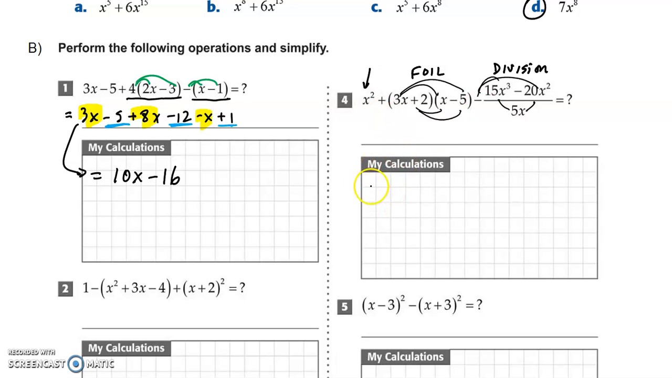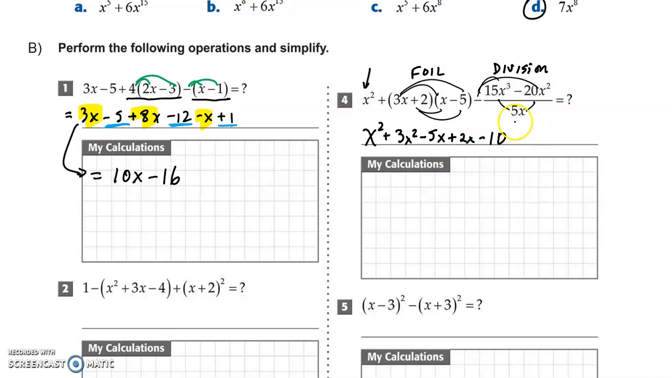So the first thing, x squared stays by itself. The FOIL, there's 4 multiplications that go on there. 3x times x is going to be 3x squared. 3x times negative 5 is negative 5x. Positive 2 times x is positive 2x. And the positive 2 times the negative 5 is negative 10. Now in front of this bracket, it's just plus, right? You've expanded it, all those pieces are just coming out of it.